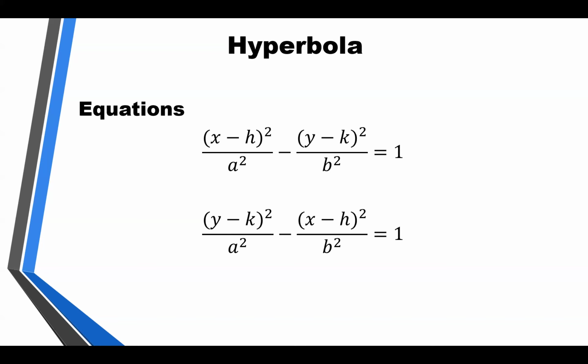So the key thing here is not whether or not the bigger number is A or B. In fact, some of these will have bigger number as B and smaller number as A, and others will have bigger number as A, smaller number as B. The key part here is which term is being subtracted. Is the y minus k squared term being subtracted, or is the x minus h squared term being subtracted?